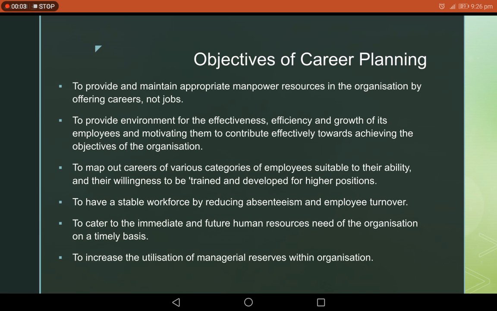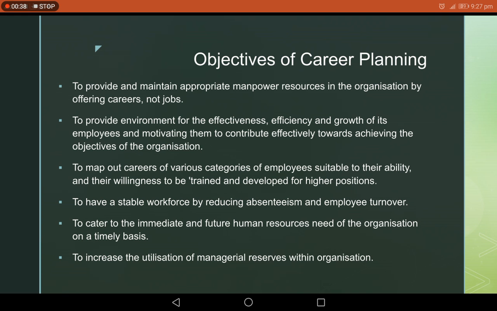We have already discussed the definition of career planning and the nature of career planning. Now we move on to the objectives of career planning. To provide and maintain appropriate manpower resources in the organization by offering careers, not jobs. To provide an environment for the effectiveness, efficiency and growth of its employees and motivating them to contribute effectively towards achieving the objectives of the organization.